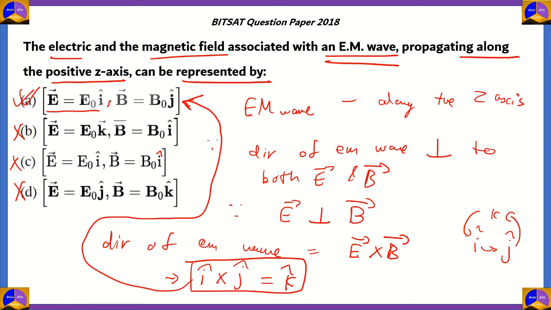Electric field is E naught i cap and magnetic field is B naught j cap to form an EM wave propagating along the positive z-axis.